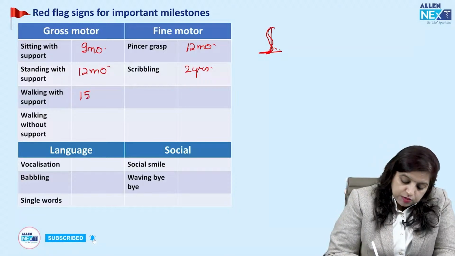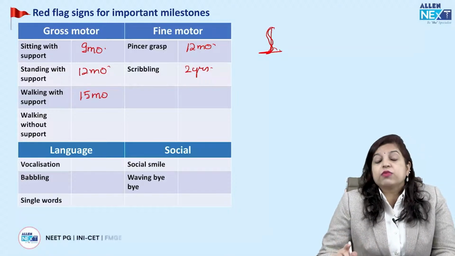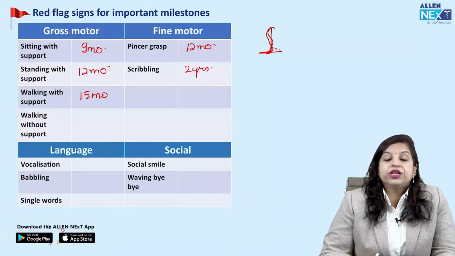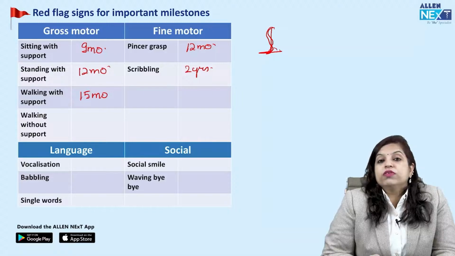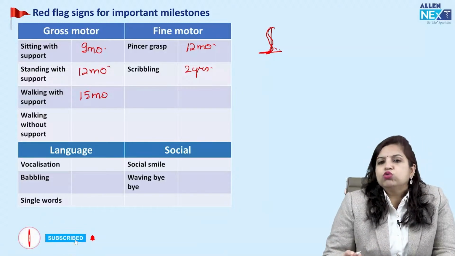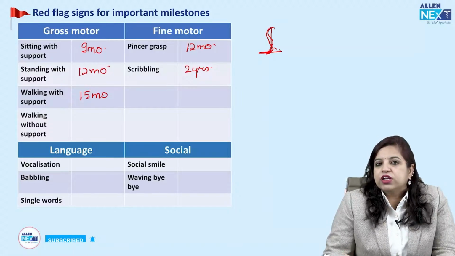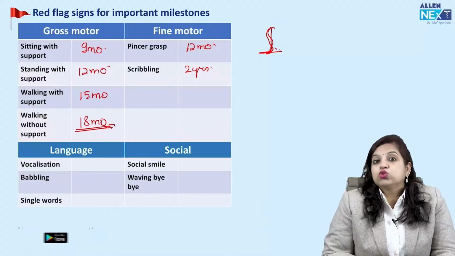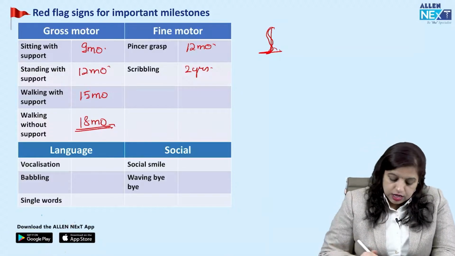But if it does not come by 15 months, it's a red flag sign, because by 15 months, the child should be walking independently. But here the child is not being able to even walk with support. So that's a red flag sign. And walking without support usually appears at 15 months. If it does not come by 18 months, it's a red flag sign. So you should know these red flags very clearly.